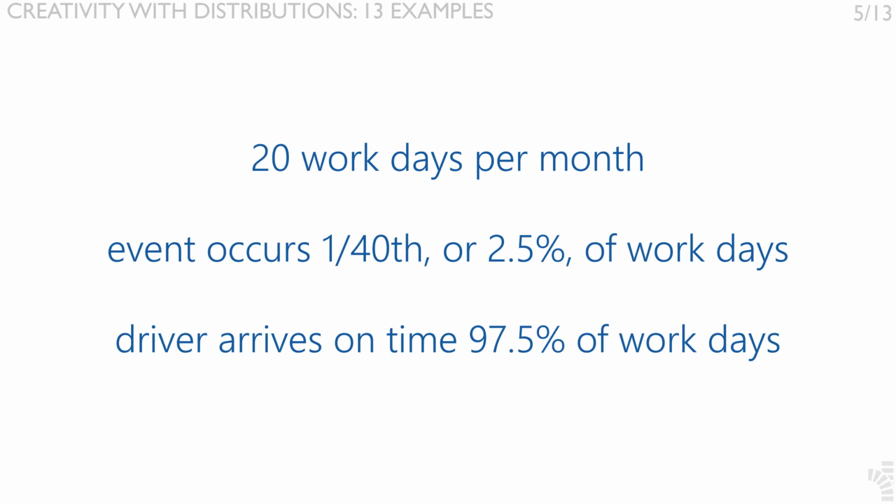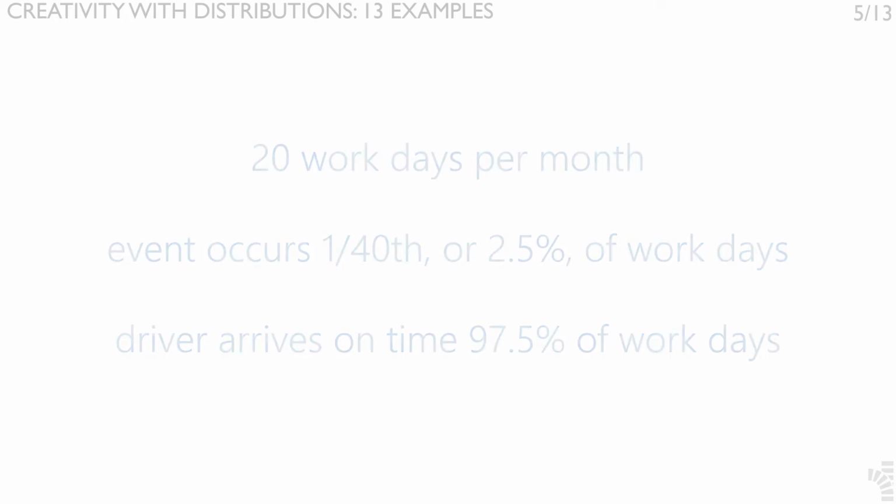Assuming the commuter goes to work some 20 times a month, then an event that happens every 2 months means that its frequency is 1/40th, or 2.5%. This fraction assumes that 97.5% of the time, the driver will arrive before 90 minutes.